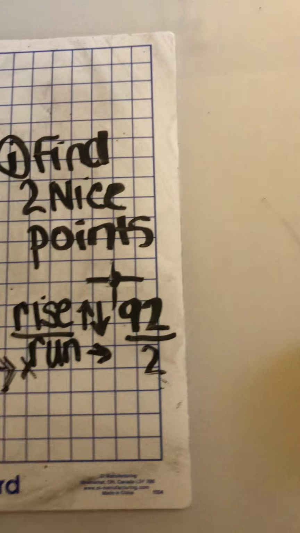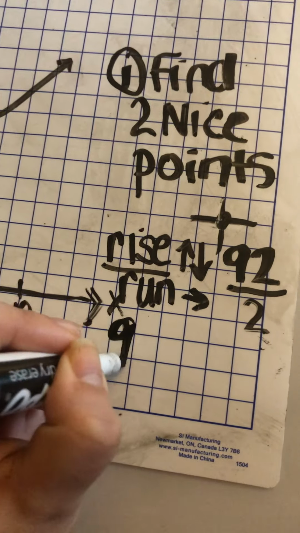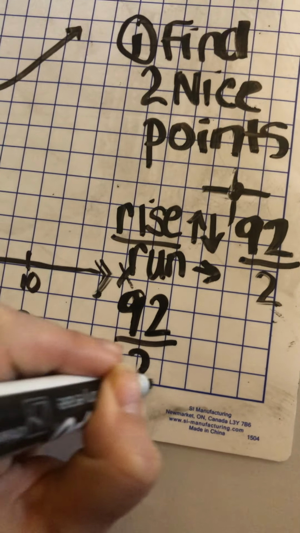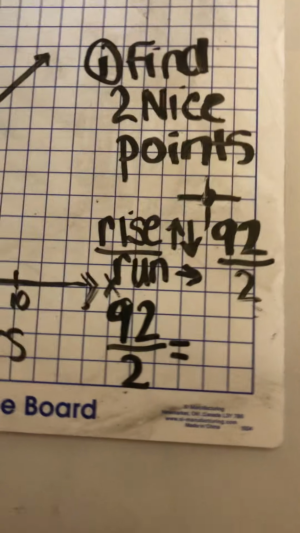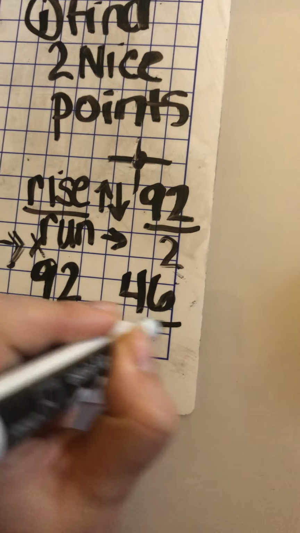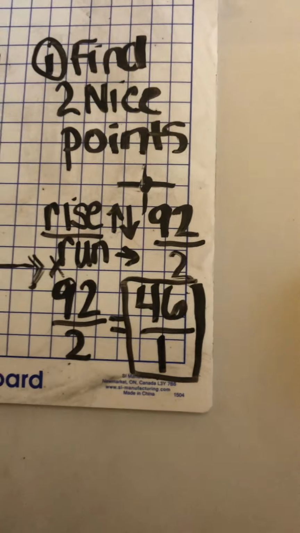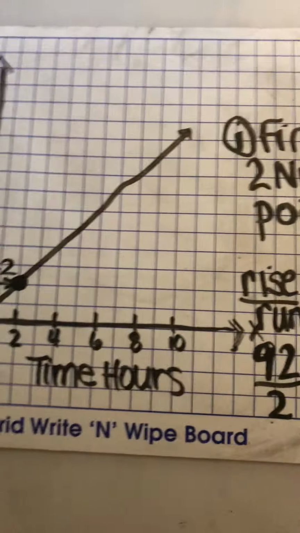But you always want to simplify if possible. So I know that these two could definitely be simplified because they're two even numbers. So I have 92 over 2. I'm going to divide them both by 2, and that would give me 46 over 1. And this should be your final answer. Okay, so that's going to be our constant of the graph.